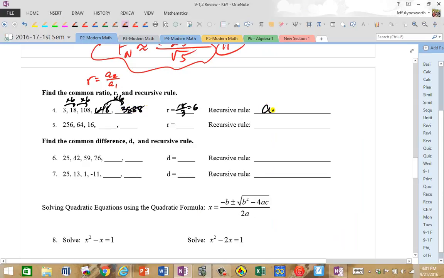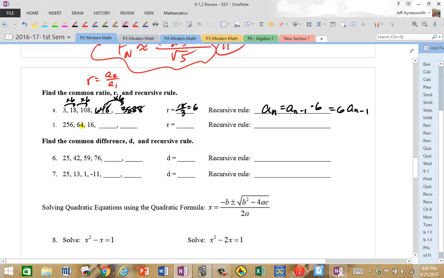The recursive rule: any term is equal to the previous one times 6. A sub n minus 1 times 6, or 6 times a sub n minus 1. The order here doesn't matter.